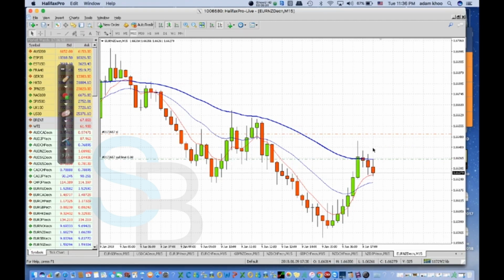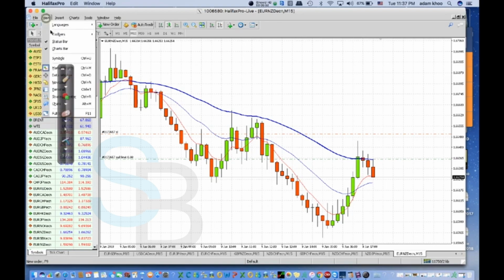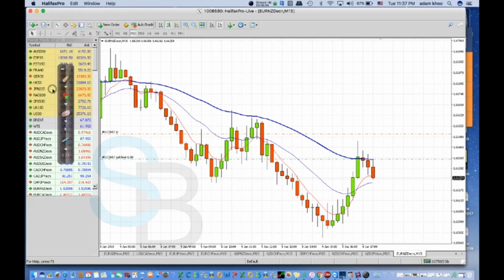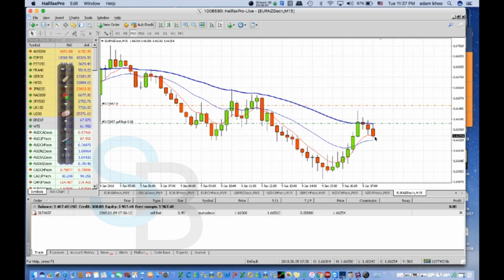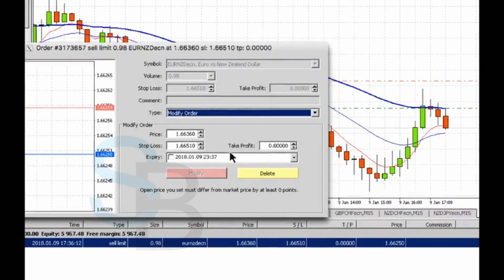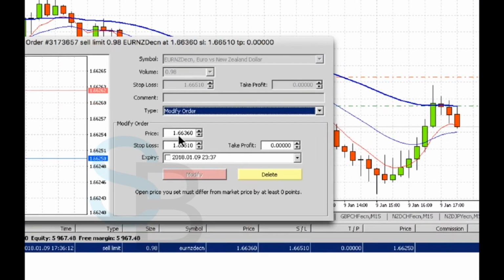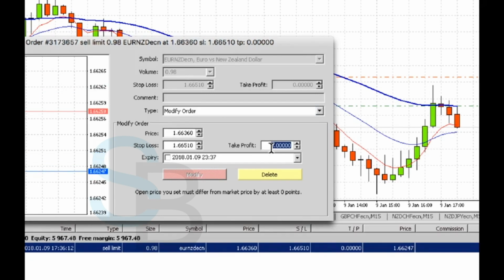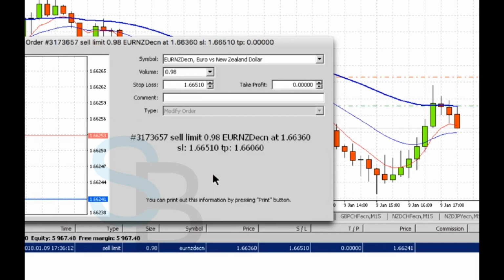So my stop loss is there, 15 pips away, and my profit target can be 30 pips below my entry price. Looks like it's coming down. I may not get filled. Let's hope I may get filled. So my profit target will be 30 pips below my entry price, which is 1.6606. There we go.